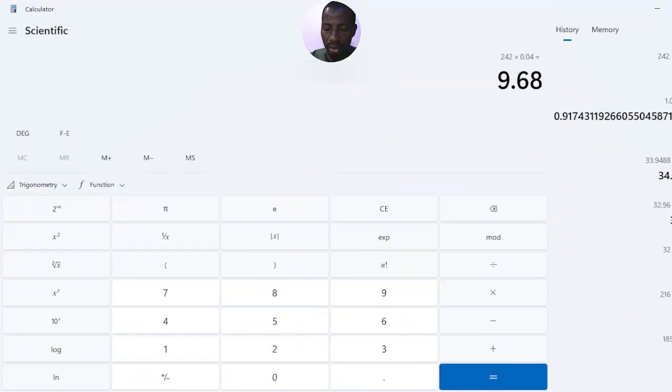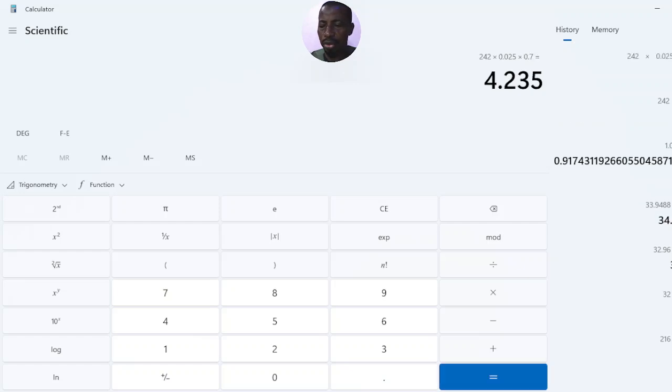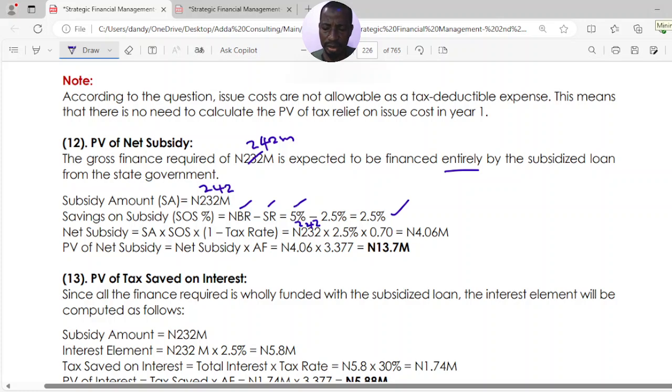So that will be equal to 242 multiplied by savings of 0.025 multiplied by 0.7, and that's 4.235. 4.235 is the net subsidy. So 4.235, let's just say 4.24, rounding.